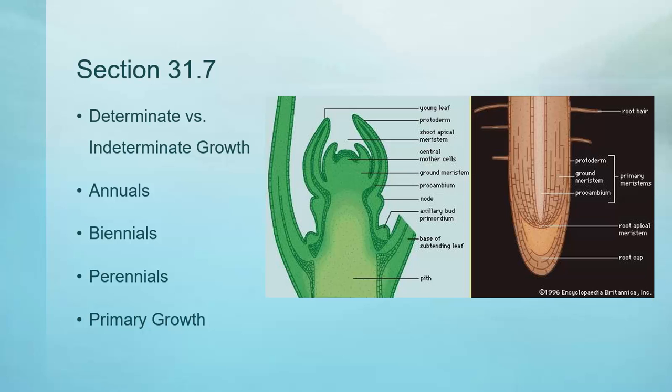Most plants, however, do something called indeterminate growth. They will continue to grow throughout their lives. They may not always grow as quickly, but they'll keep growing gradually throughout their lives.